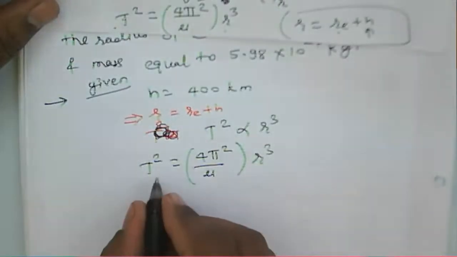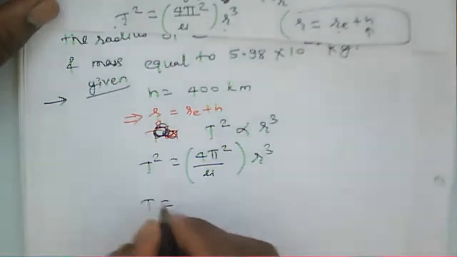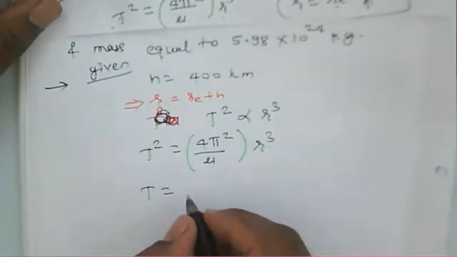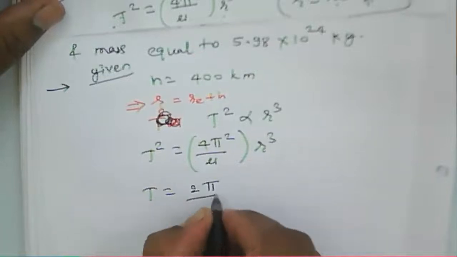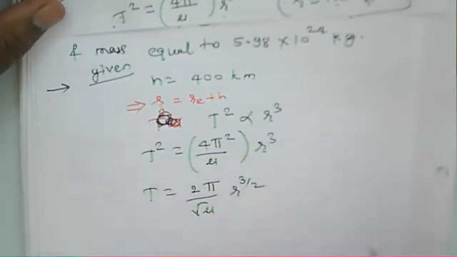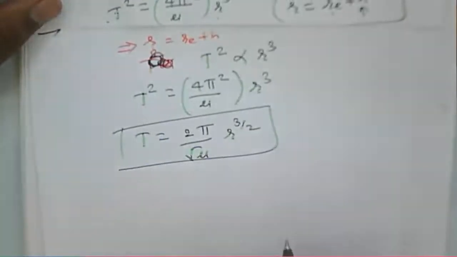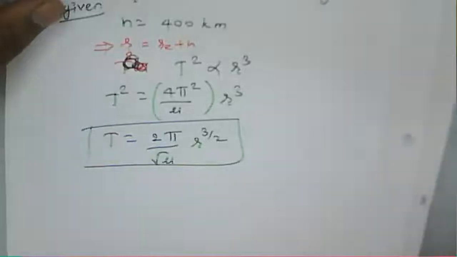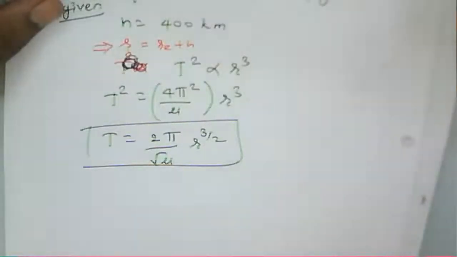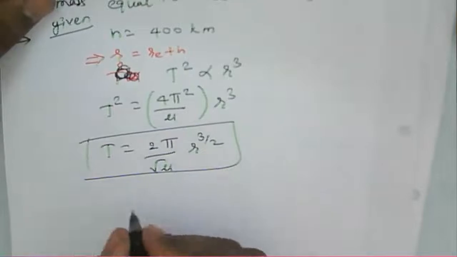Okay. Or we can say that even if we wanted to calculate in terms of only T, that becomes twice pi by under root of mu, R raised to 3 by 2. Okay, you can directly calculate only the T also. That is no matter. But we can use this equation to obtain that T and R.